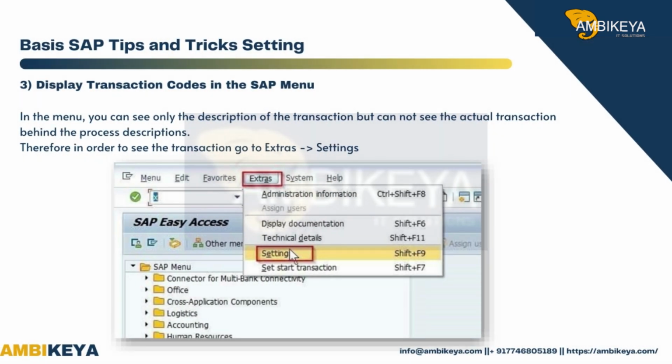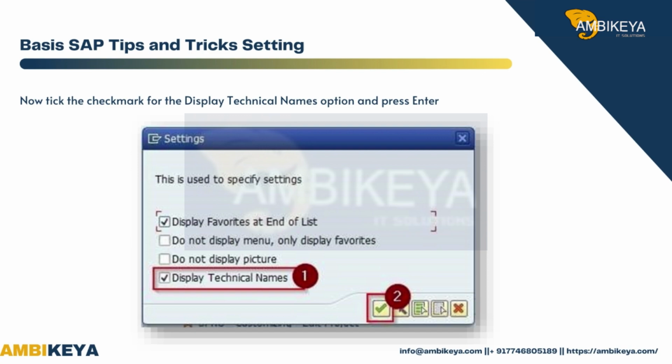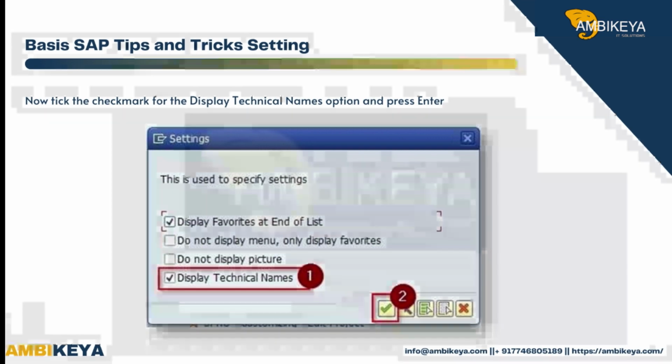3. Display transaction codes in the SAP menu. In the menu, you can see only the description of the transaction but cannot see the actual transaction behind the process descriptions. Therefore, in order to see the transaction, go to Extras, Settings. Now tick the check mark for the Display Technical Names option and press Enter.